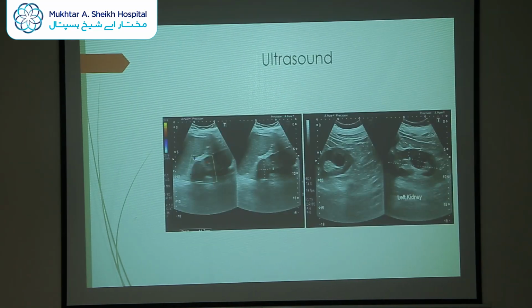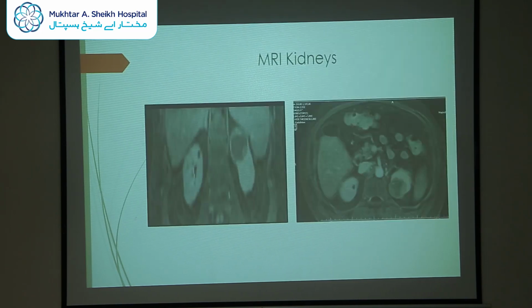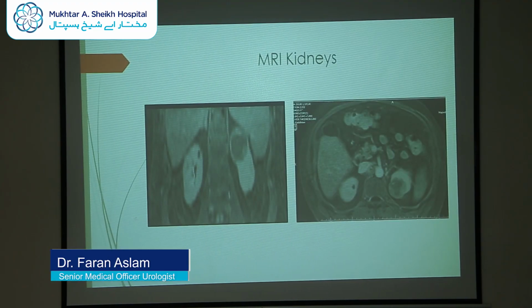So this is the ultrasound. Cystic lesions we can mark here. This is the cystic lesion, in the right and left kidney. Here we can see the cystic lesions on MRI.